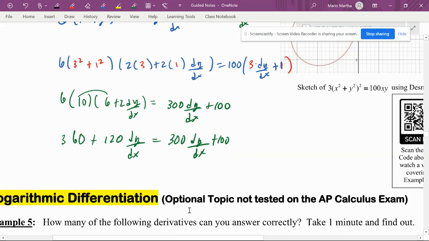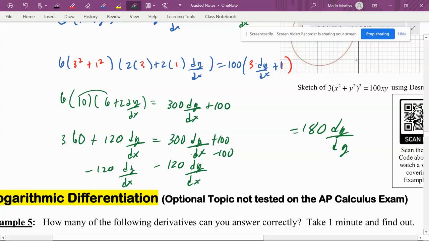All right, we're almost done. And then, so we're going to subtract 120 dy/dx from both sides. That's going to leave us with 180 dy/dx on the right side. And we're going to subtract 100 from that side. So that's going to be minus 100. So that's 260. So we pretty much divide both sides by 180 to wrap this up, right? So we end up with 13 over 9 equals dy/dx.